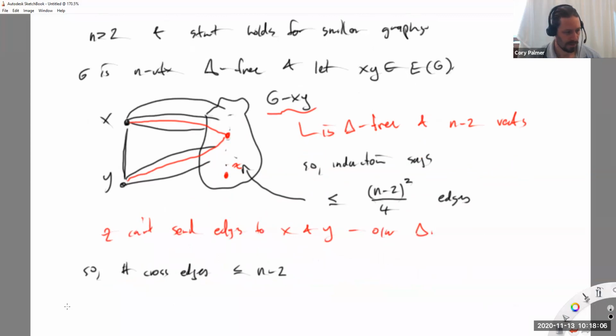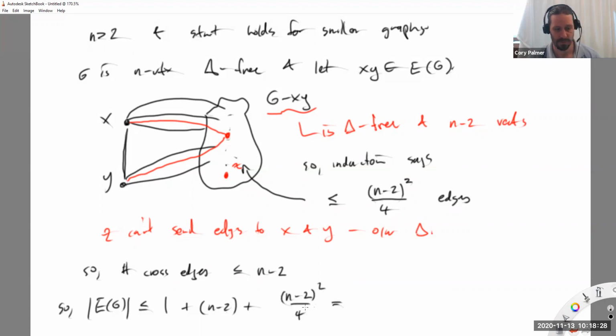Okay. So that means that the total number of edges in G is at most, well, what? The edge xy, so 1, plus the edges going across from here, at most n minus 2, plus the number of edges by induction inside of G minus xy, which is (n minus 2) over 2, squared over 4. If you do the arithmetic here, you get n squared over 4. And that's the end of the proof.